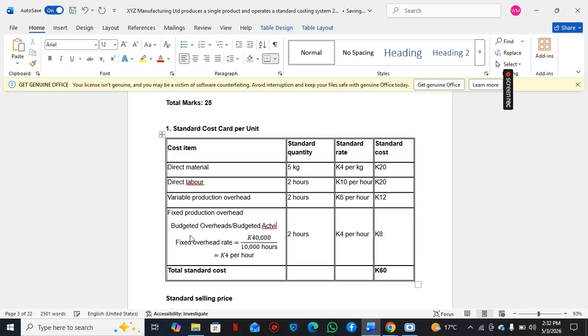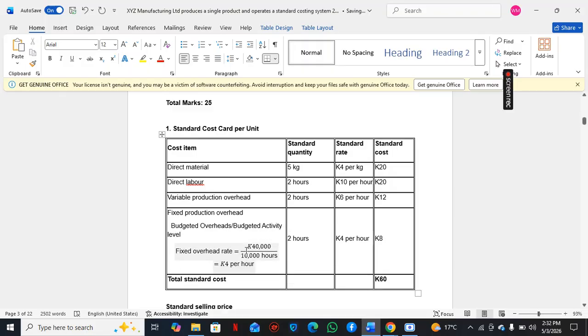And the budgeted activity level is 10,000 labor hours. So our fixed overhead rate, which is our overhead absorption rate, is 40,000 divided by 10,000 hours, you get 4 kwacha per hour.